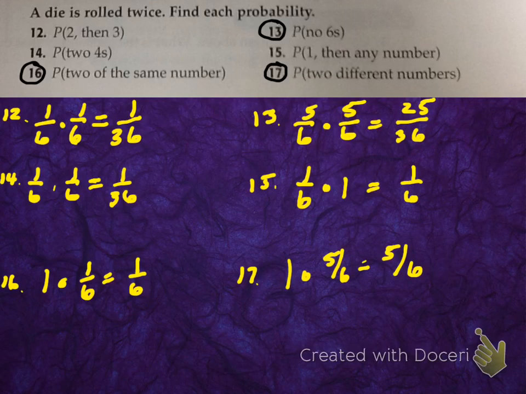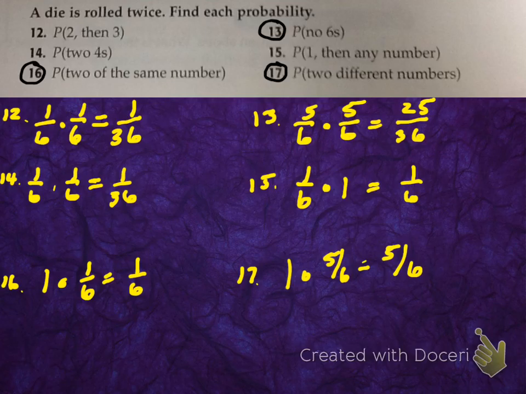For 16 and 17, basically the same type of question, the first die you roll, it doesn't matter what you get. So you can't go wrong with the first die you roll. So 1 is what I put there, because 6 out of 6, you can't go wrong. You can roll anything you want on the first die. It's the second one that matters, and for 2 of the same number, the second one has to be exactly what the first one was. So it has to be 1 out of 6. Whatever the first one was, the second one has to match it. So for 16, you should have got 1/6.